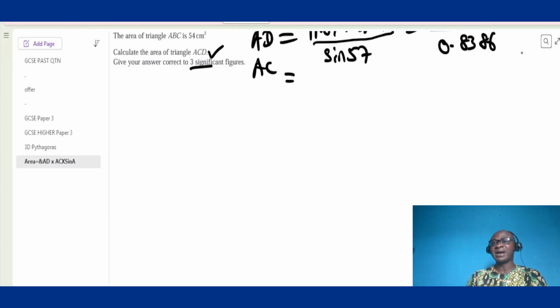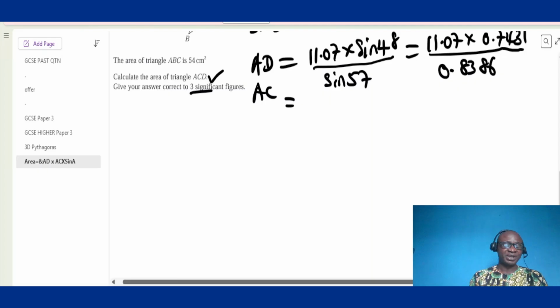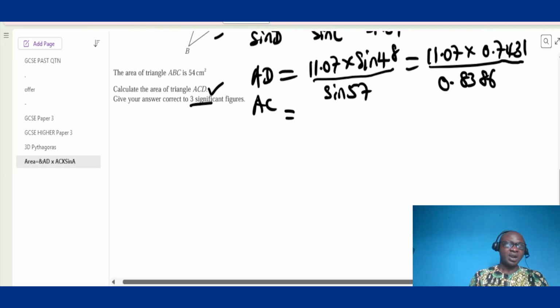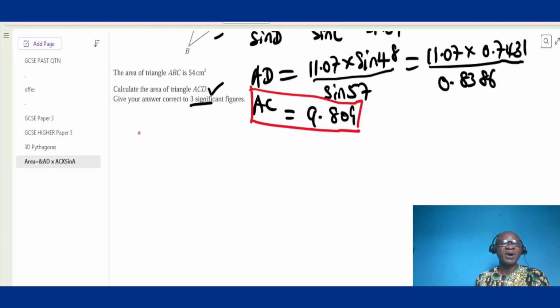Therefore, what will I do now? I am going to evaluate the values I have substituted, which is simply 11.07 multiplied by 0.7431, everything divided by 0.8386. Okay, beautiful. Now, the length of AC now is 9.809. I have gotten the length of AC. So this is what I need to get. I needed to get this length. Okay. All right. Moving forward.